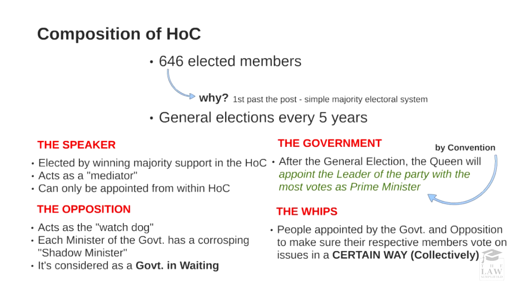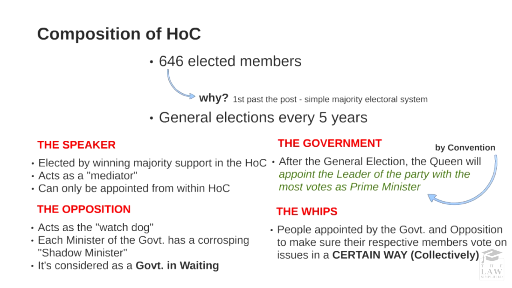He or she is elected by winning majority support in the House of Commons, and he or she acts as a mediator between the parties. It must be also noted that the Speaker can only be appointed from within the House of Commons itself. The ruling party, or the government, is headed by the Prime Minister, who is also the head of state technically. After the general election, and this was noted early on in the lesson as well, the Queen will appoint the leader of the party with the most votes as the Prime Minister.